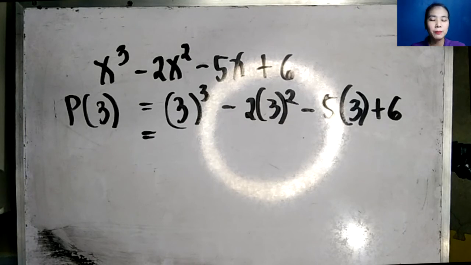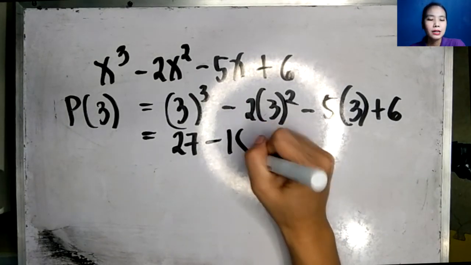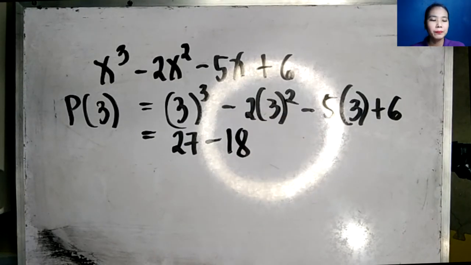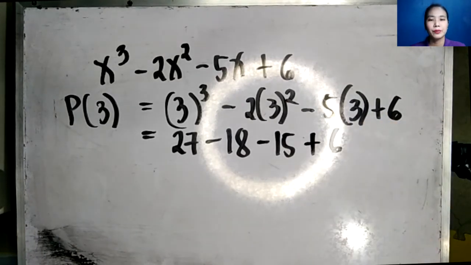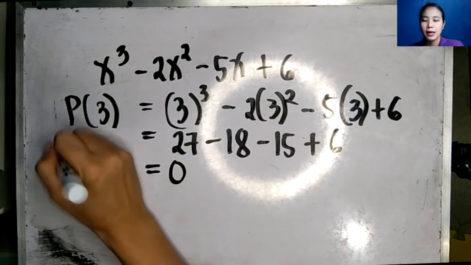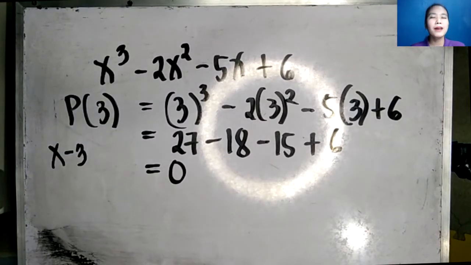So, 3 cubed will be equal to 27, and then 3 squared is 9 times negative 2 is negative 18, then negative 5 times 3 is negative 15 plus 6. And then we have 27 minus 18 minus 15 plus 6 is equal to 0. So since the remainder is 0, our given value of x, which is converted into factor, x minus 3 will be a factor of the given polynomial.